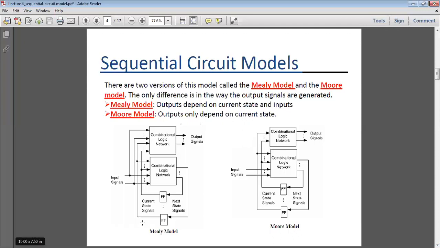Just like in the first figure here, these are the flip-flop outputs, and this is a combinational network. The inputs are given here. So the output circuit, the combinational logic network for the output, depends on the external input as well as the flip-flop output. In case of the Moore model, the output only depends on the current state of the flip-flop. These are the current state outputs of the flip-flop. So from there, inputs are taken for the output. So different combinations of the current state may be considered in that network circuit.